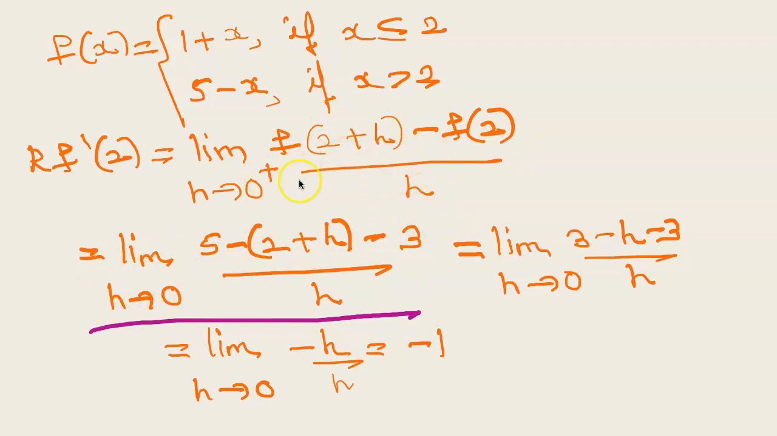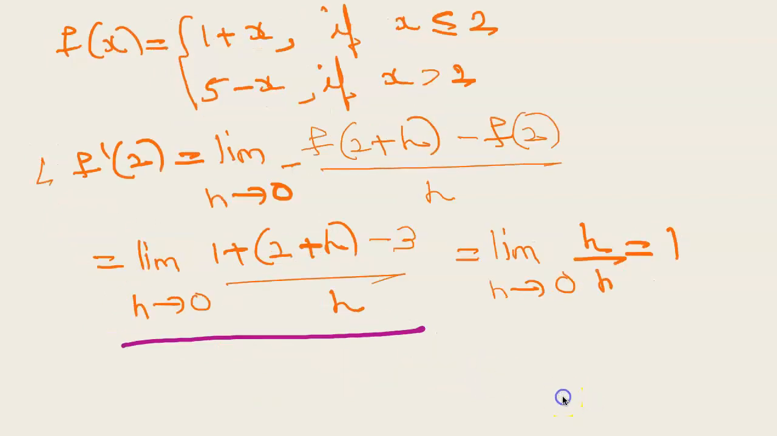That will be the limit as h tending to 0. Now 2 plus h, as h tends to 0 to the right, so x is greater than 2. So when x is greater than 2, f of x will be 5 minus x. So it will be 5 minus bracket 2 plus h, minus, what is f of 2? f of 2 will be 1 plus x, so that will be 1 plus 2 which is 3, by h. So simplifying, you get the limit as h tending to 0 of 3 minus h minus 3 by h, that is the limit as h tending to 0 of minus h by h which is minus 1. That is the right hand derivative of f at 2.